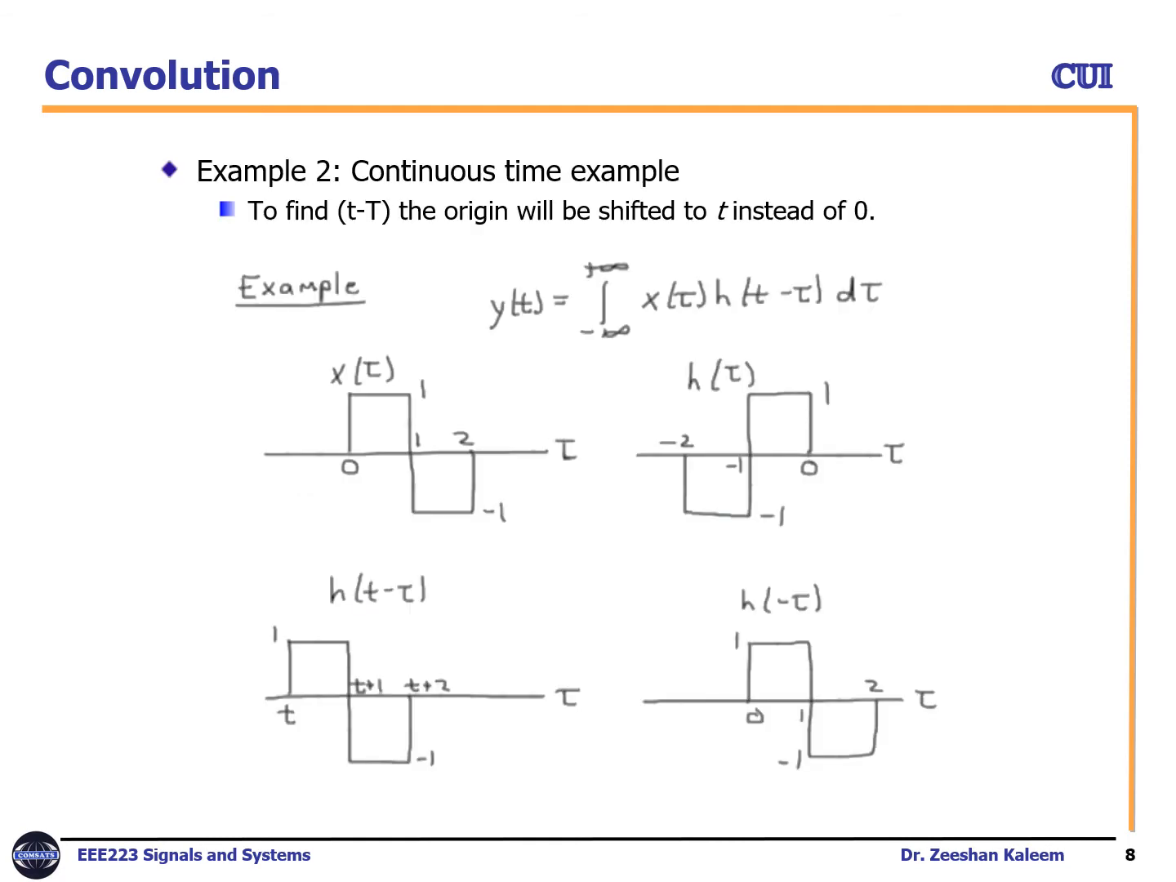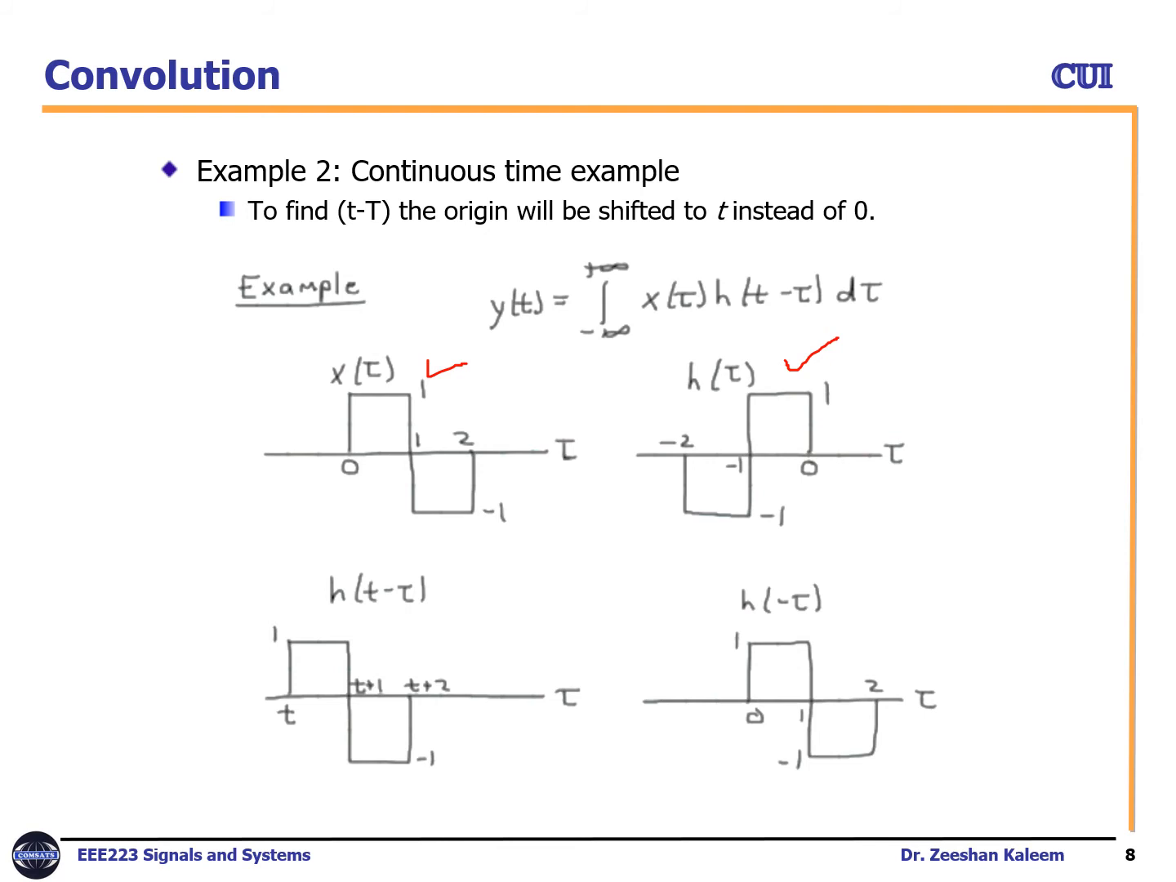Okay, let's discuss another example which is also for a continuous case. Now we would like to compute a convolution between two signals. We have a given signal, for example, x of tau, this one, and h of tau, this one. x of tau is from 0 to 2 and h of tau is from minus 2 to 0, right? These two are the signals which are given.